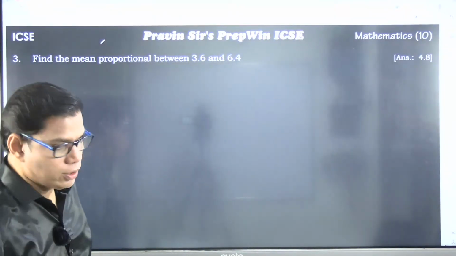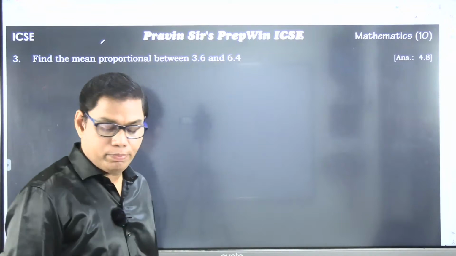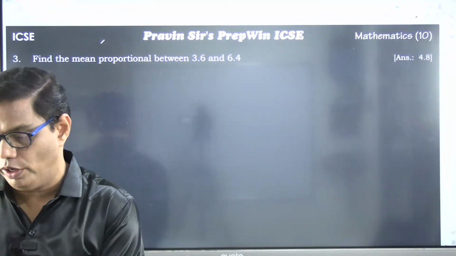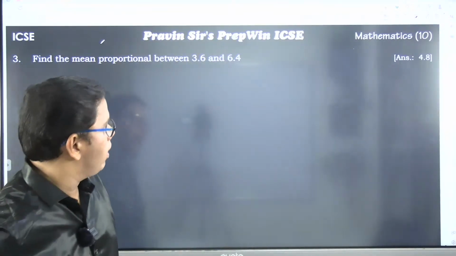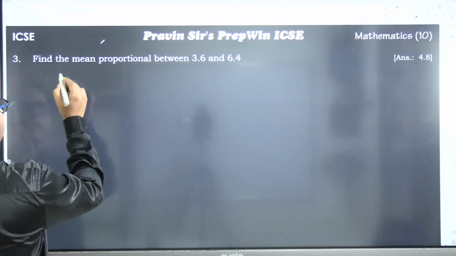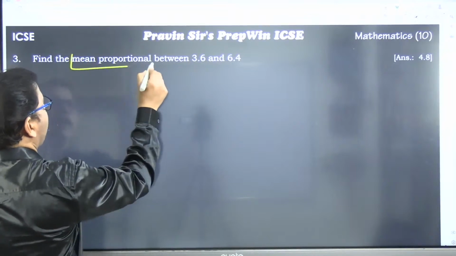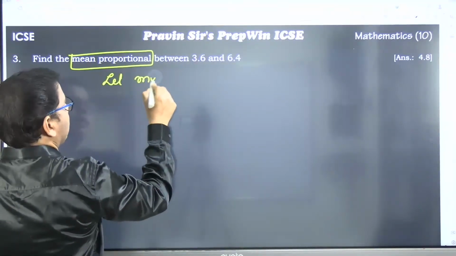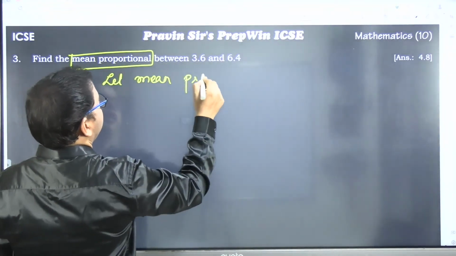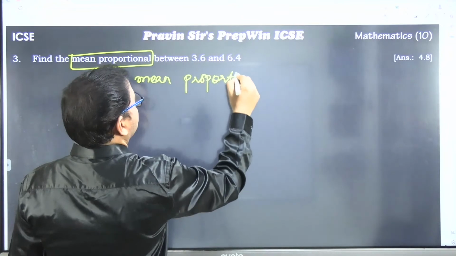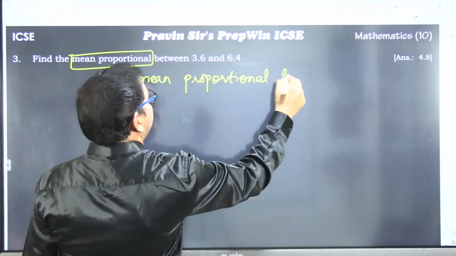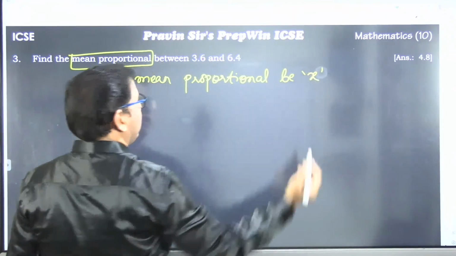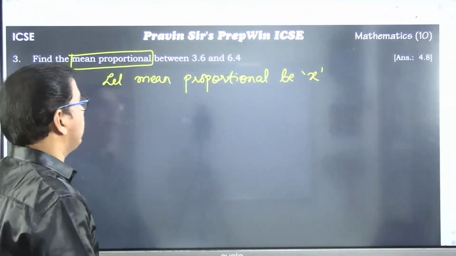Find the mean proportional between these two numbers. Mean proportional. In my introduction class, I have told you what we mean by mean proportional. We have to find out a mean proportional, right? So I will start this way. Let the mean proportional be... should we take it as m or x? Let me take it as x. Okay, I took x. Let the mean proportional be x.